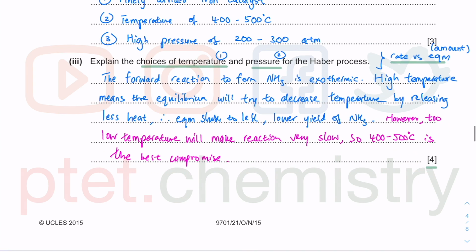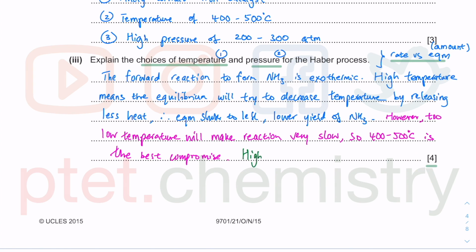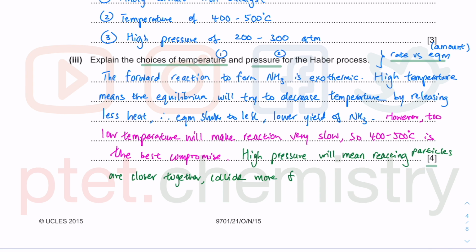Now in terms of the pressure, high pressure will mean greater collision frequency. It will mean the reacting particles are much closer together, and when they are closer together, they can collide more frequently. And when they collide more frequently, the rate of reaction will be faster. So faster rate of reaction due to the higher collision frequency.